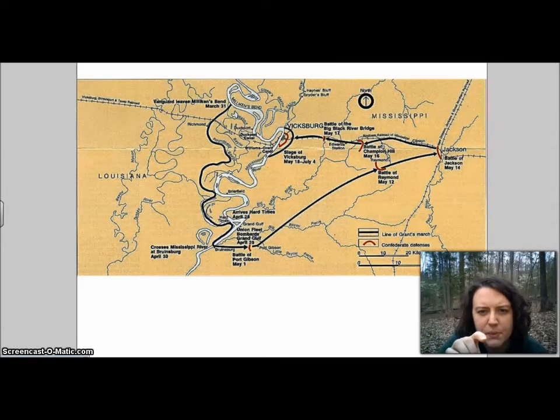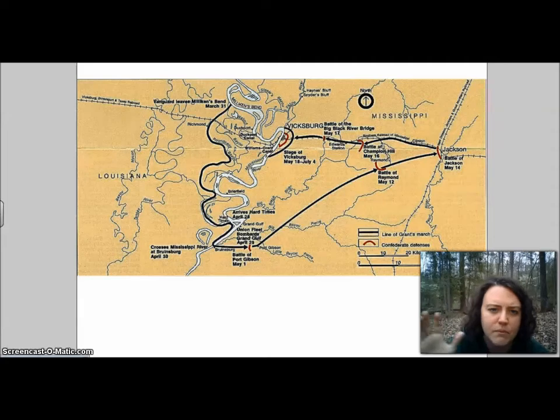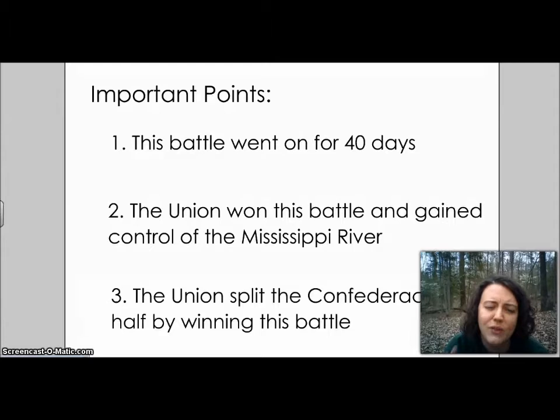You can see here Vicksburg right on the Mississippi River that goes through there, and Grant marched his army all the way around and attacked them. It surrounded them. They had nowhere to go. They were on either side, and they ended up winning this battle. The important parts of this battle, that went on for 40 days, which is really long.